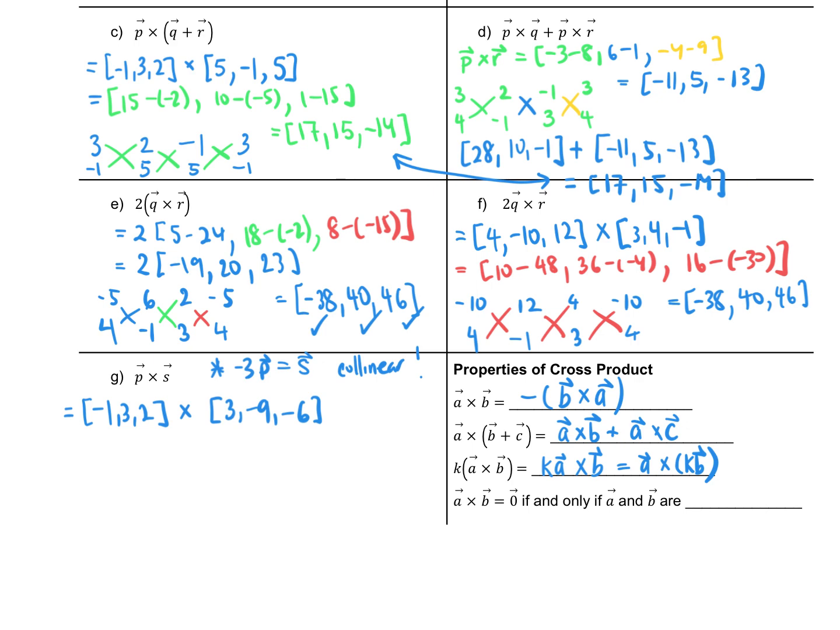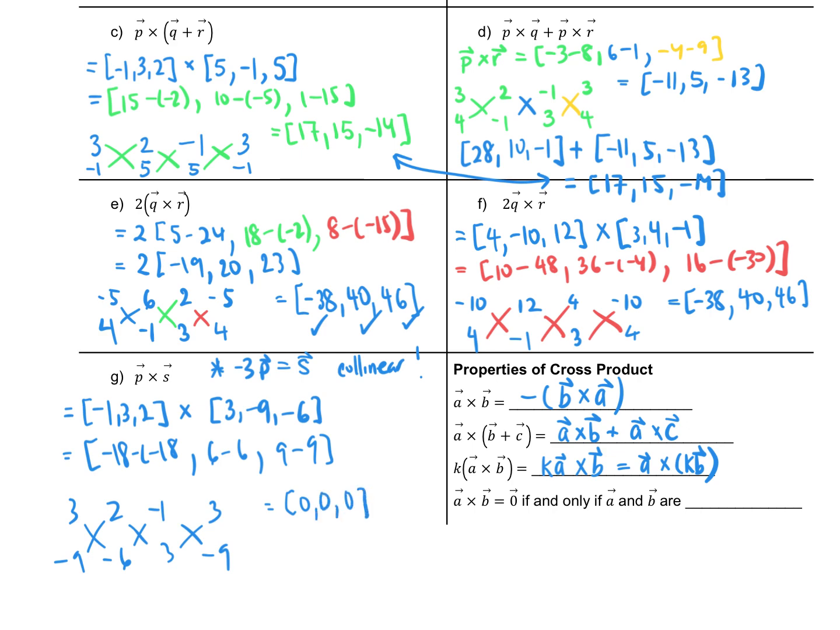So what do we get for that cross product? Let's see. So 3, 2, negative 1, 3, negative 9, negative 6, 3, negative 9. All right. Negative 18 minus negative 18. 6 minus 6. 9 minus 9. Well, that just gives us 0, 0, 0. That's the 0 vector. So a cross b is equal to the 0 vector if and only if vector a and b are collinear.